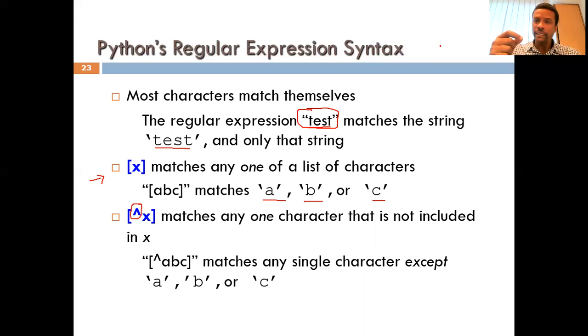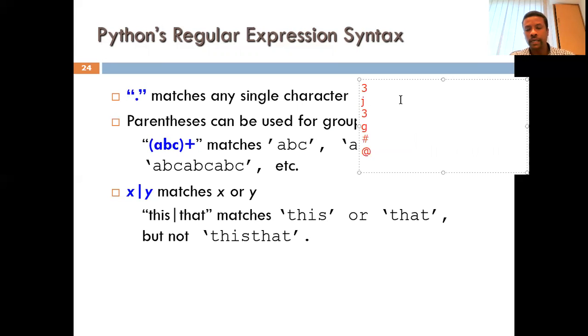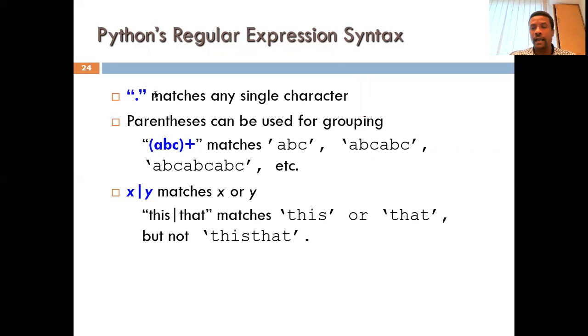Mind you, Python and modern programming languages are equipped with this kind of regular expression, which makes it very powerful. The other one is a dot. If you simply put a dot, it means any single character, okay? Which means 3 would be correct, J would be correct, hash would be correct, at would be correct, ampersand would be correct, anything, but mind you, it has to be a single character. That's what it means. So a dot means any single character.